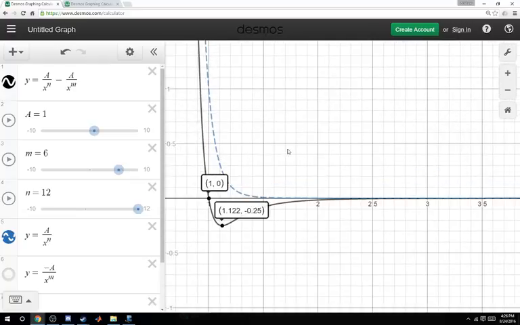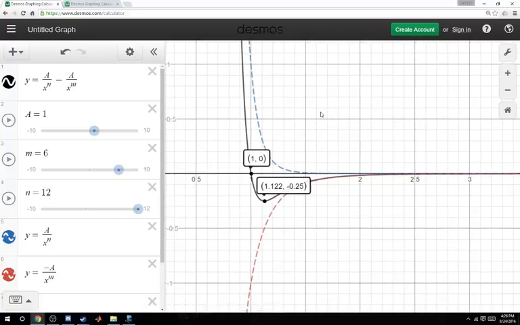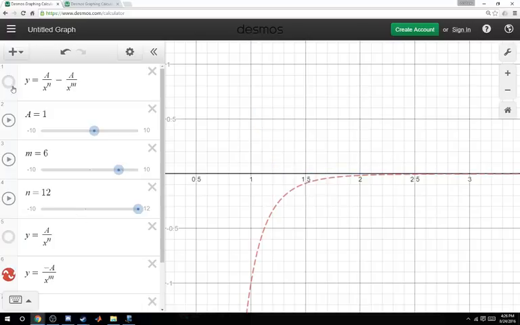So the blue dotted line, A over x to the n, is the repulsive part. And then we can enable the attractive part. If you see only this line, you'll see if we put a ball here, it's going to roll inward. The molecule is being attracted to the other one.